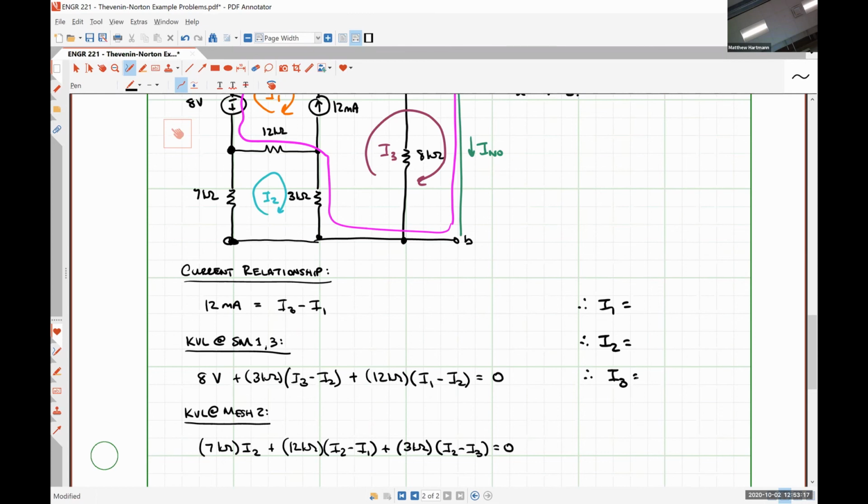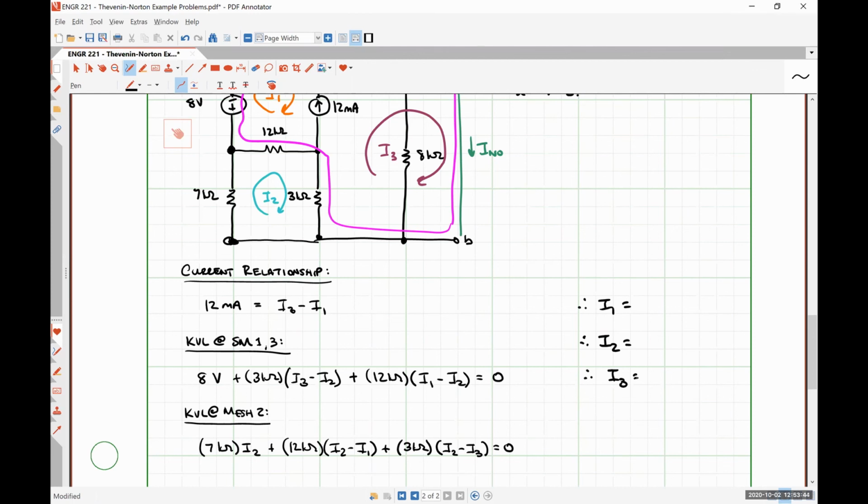And in my third equation, I have -12,000 I1. 7 plus 12 is 19 plus 3 is 22,000 I2. My coefficient for I3 is -3,000, and my constant term is 0.